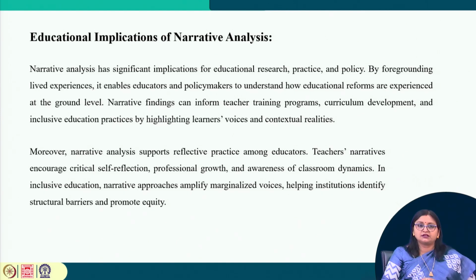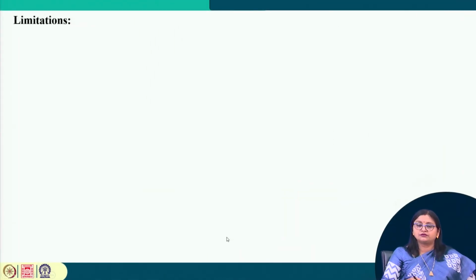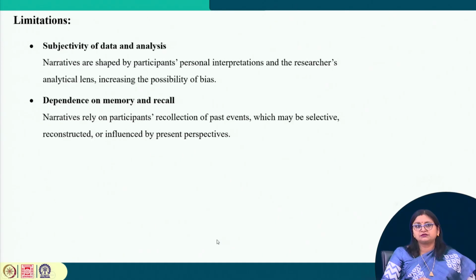Teachers' narratives encourage critical self-reflection, professional growth and awareness of classroom dynamics. In inclusive education, narrative approaches amplify marginalized voices, helping institutions identify structural barriers and promote equity. So, like every research type, narrative analysis also has limitations. So, let us look at the limitations also.